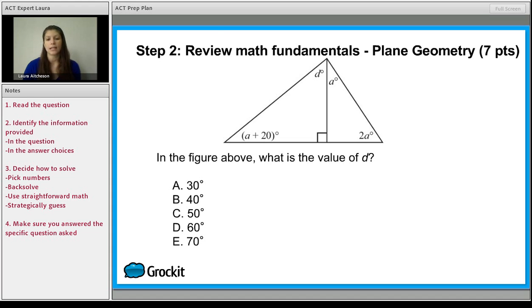So make sure you indicate what angle you're solving for. So if you're solving for D, we need to figure out what additional information we have. That symbol means that this is 90 degrees.